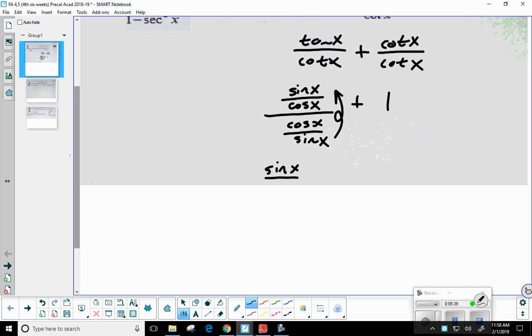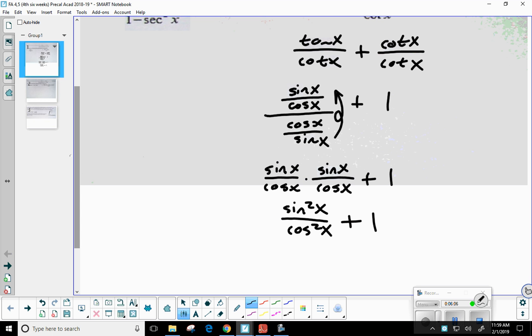So sine of x over cosine of x times. Now, the reciprocal of that bottom fraction is sine of x over cosine of x plus 1. There you go. So see, Brandon was able to jump to the final statement, because when I multiply these, I get sine squared over cosine squared. Sine times sine, cosine times cosine.